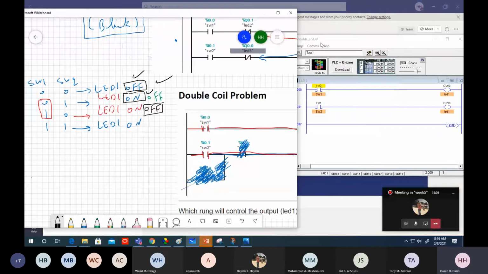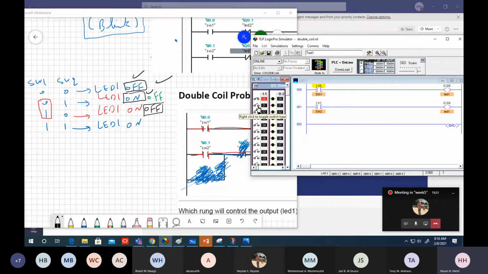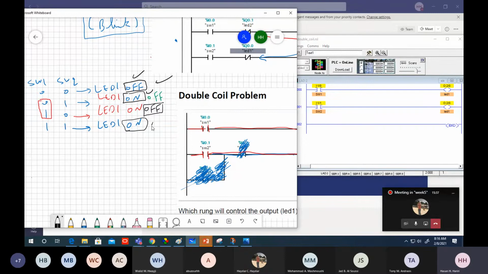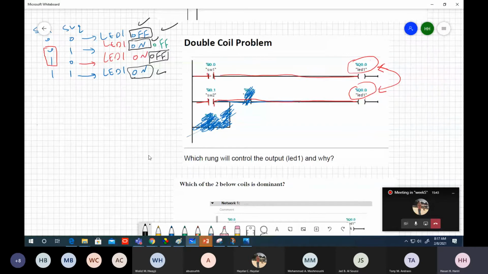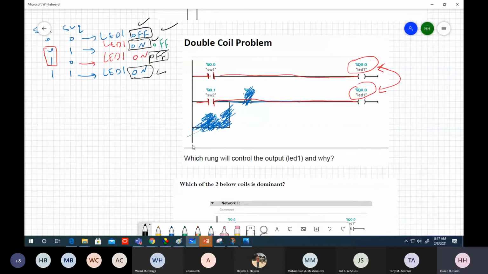Okay. And in the last situation, of course, if both are on, then it will be on. So you answer it this way: which rank will control the output? The last rank will control the output.